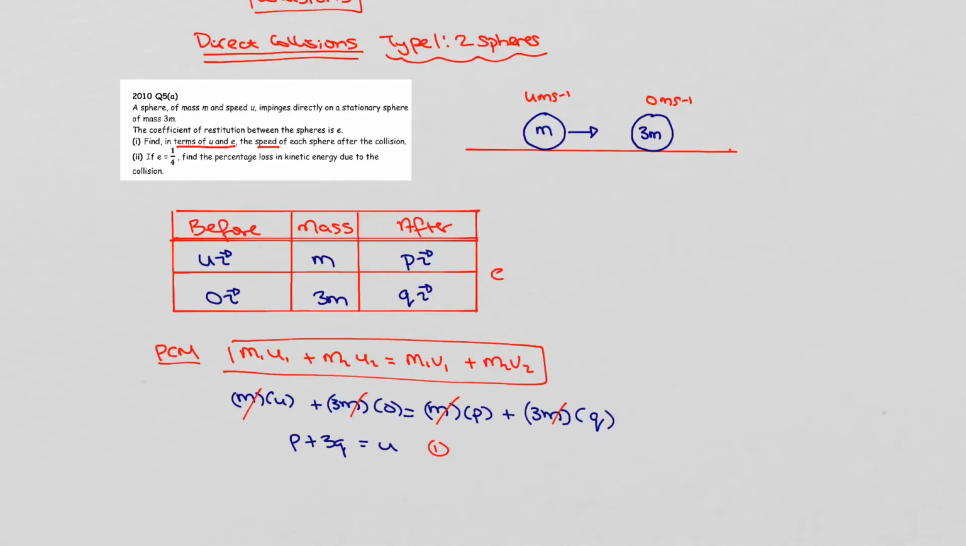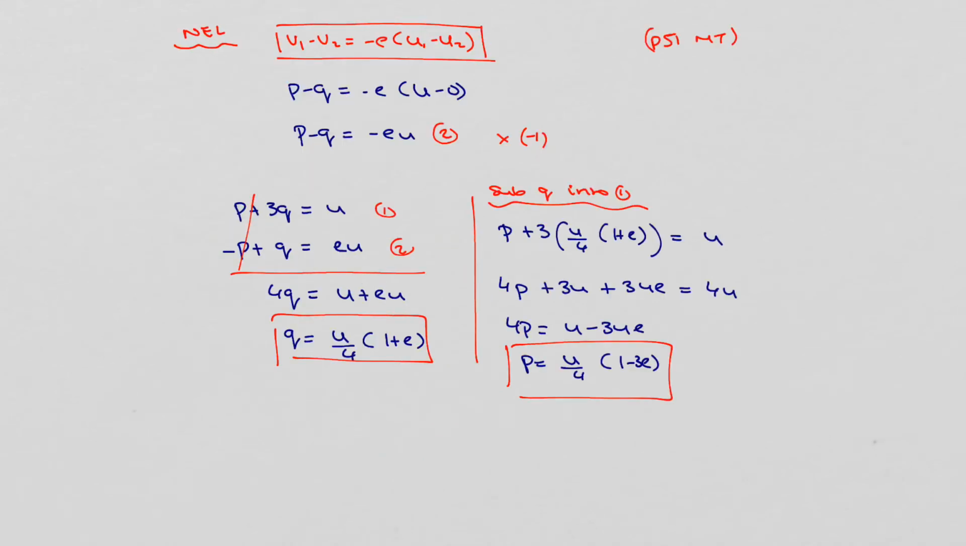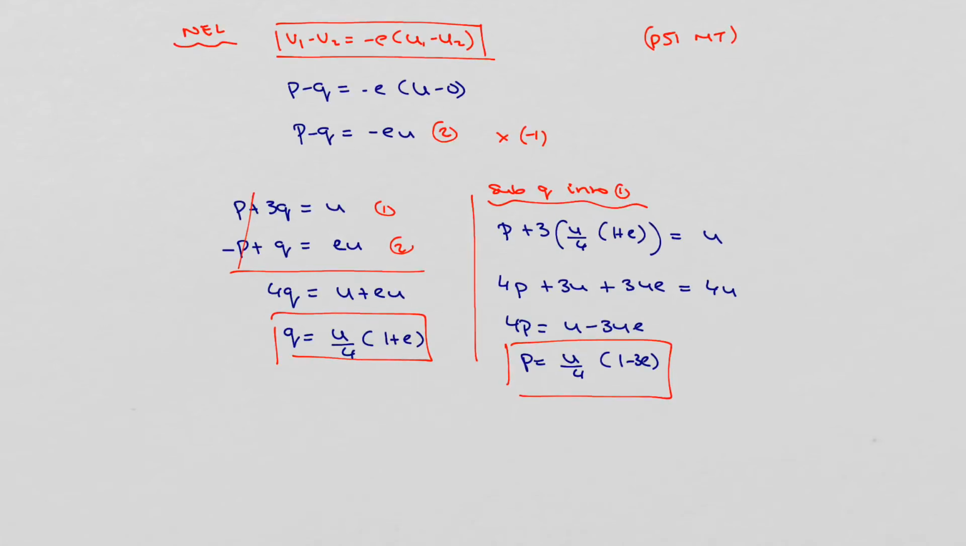Okay, so if we go back to the question, the second part says, if e is a quarter, find the percentage loss of kinetic energy due to the collision. So if we know what e is, that means I can actually work out these values for Q and P here. So part 2: e is equal to a quarter.